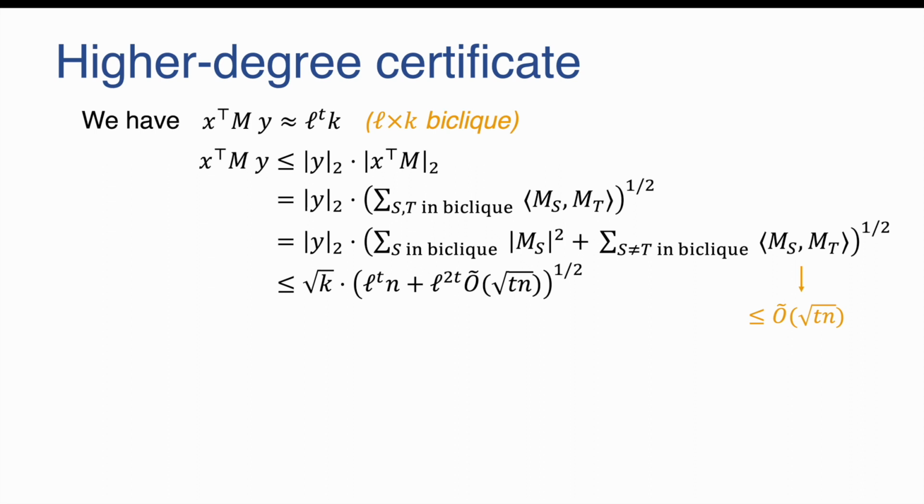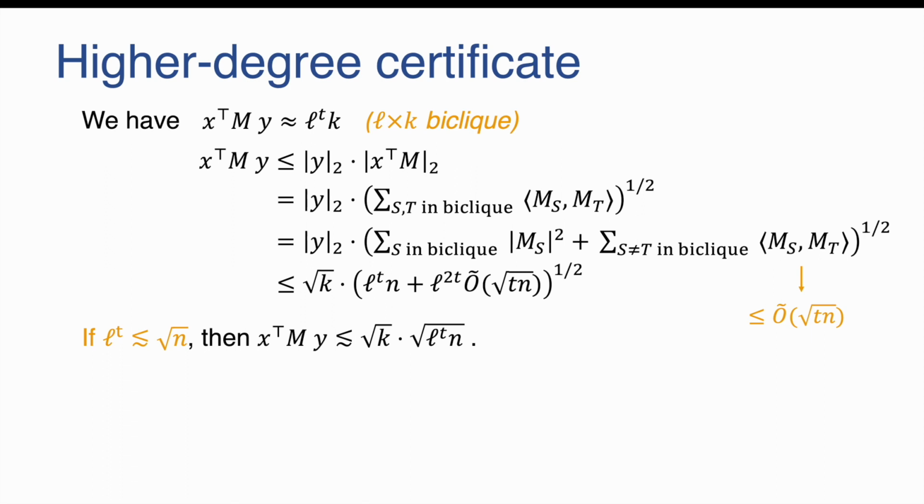And for the second sum, we have roughly L to the 2t pairs S and t. For each of them, the inner product is at most root t times n. So now for a moment, I'm going to assume that L to the t is at most root n, which makes the first term in the sum dominate. And the next, transpose my is at most root k times root L to the t times n.